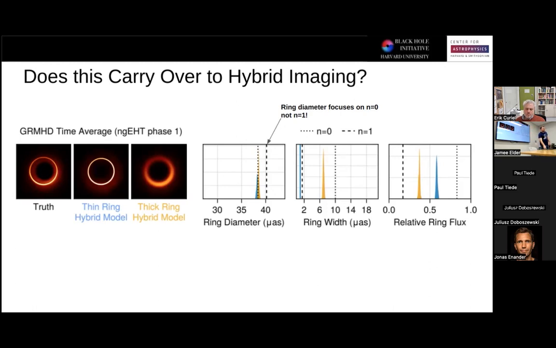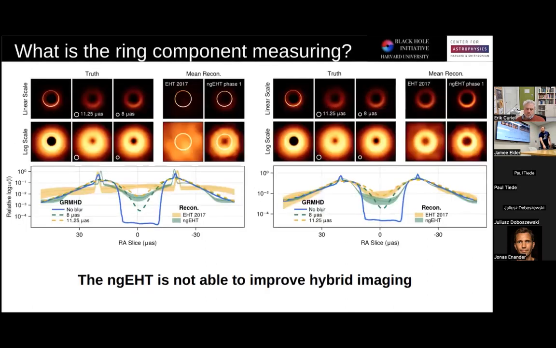Hybrid imaging is still giving a pretty biased result. And then you kind of see what it's doing here in these profile plots. So EHT is shown in this kind of yellow, NGEHT is shown in this kind of green. And what you can see here is that this thin ring width is a little too big. It's not really lining up with this little peak here.